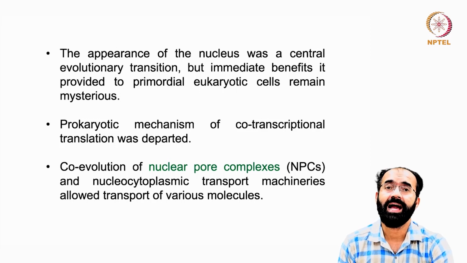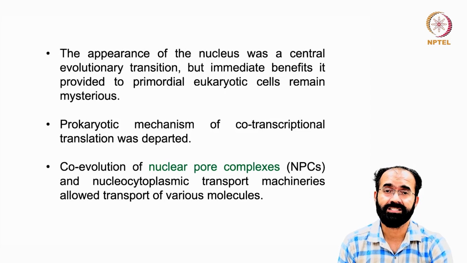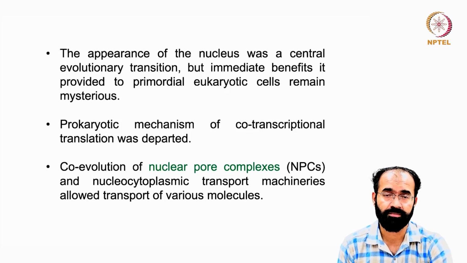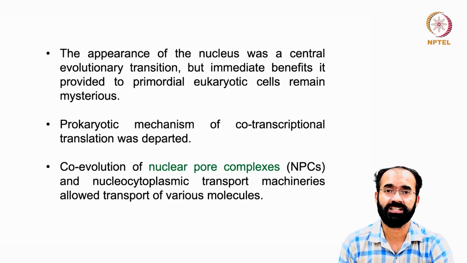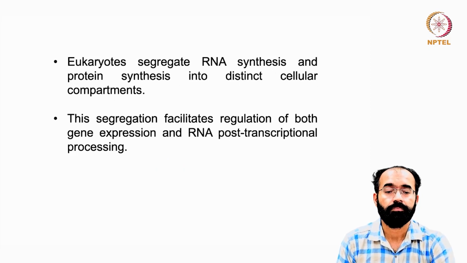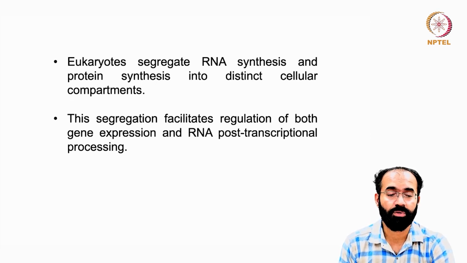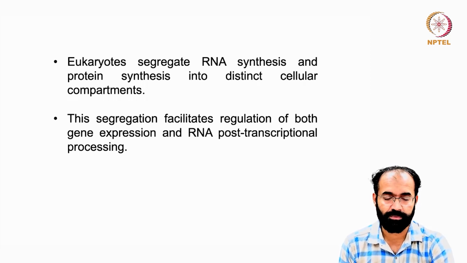For a prokaryote, having a nucleus or having some of this related structure was cumbersome and counterproductive. Whereas for a eukaryote, having a nucleus and having associated structure was beneficial, and it was selected and it was proceeding further. So eukaryotes segregate RNA synthesis and protein synthesis into distinct cellular compartments because of the way in which they handle the gene expression events.